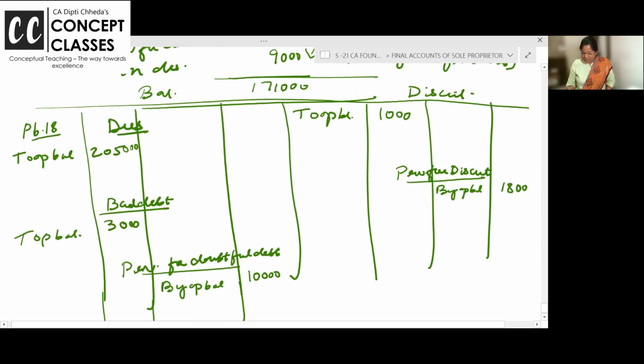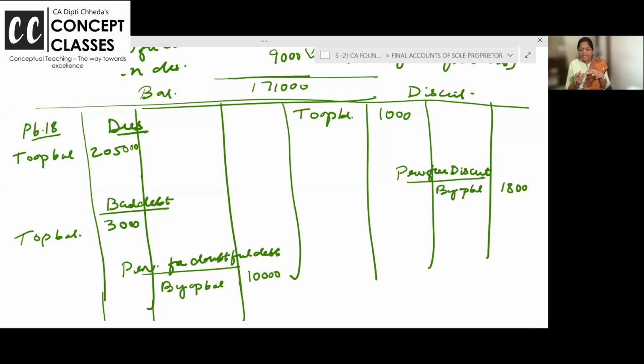Just open the ledgers as they are. So we are preparing the ledgers for debtors, for bad debt, for provision, for discount. Ma'am, so much will come in one problem? The answer is no, dear students. Out of this, either discount on debtors will be there or bad debt.